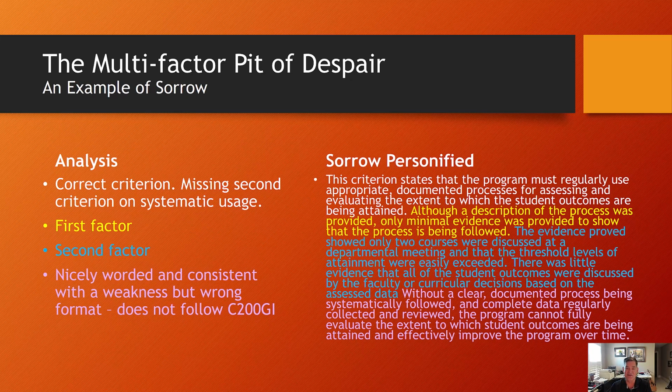And here's an example of where they got it wrong. You've actually got two parts of the criteria that are not being followed. And you can see the first part in yellow, the first factor being violated, the second factor being violated, and then a really nicely done impact statement. But again, the problem is it's not following the format that we want.